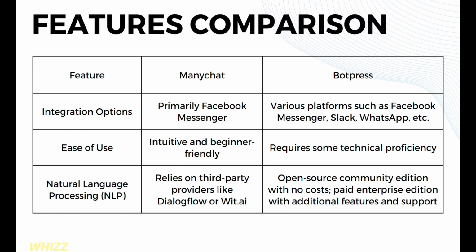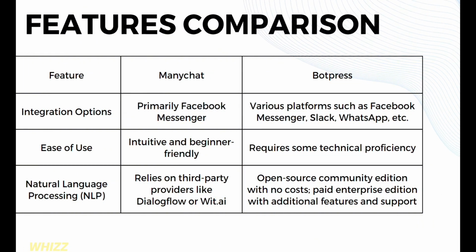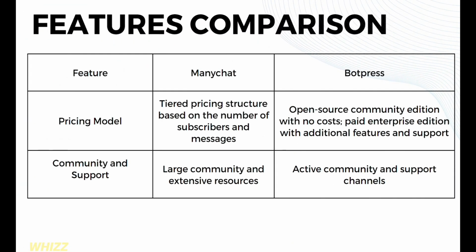And in terms of natural language processing, Manychat relies on third-party providers like Dialogflow or Wit.ai, while Botpress is an open-source community edition with no cost, with a paid enterprise edition offering additional features and support. And aside from that, in terms of pricing model, Manychat offers a tiered pricing structure based on the number of subscribers and messages, while Botpress is an open-source community edition with no cost, with a paid enterprise edition offering additional features and support. And also in terms of community and support, Manychat has a large community and extensive resources, while Botpress has an active community and support channels.